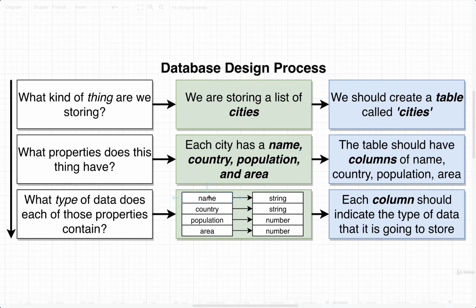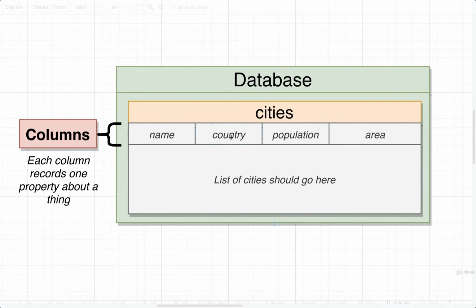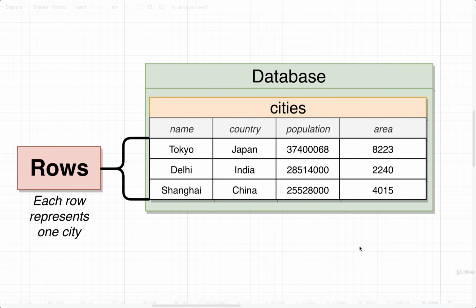And then finally, we say that each of those different columns are going to store a very specific kind or type of information. So name and country are going to store strings, and population and area are going to store numbers. We'll see where we are going to use that information in just a moment. Once we set up this table and the 4 columns inside of it, we can then start to add data into the table itself. So eventually, we will add in some list of cities, such as Tokyo, Delhi, Shanghai, and so on. Each of these cities will have a name, country, population, and area.